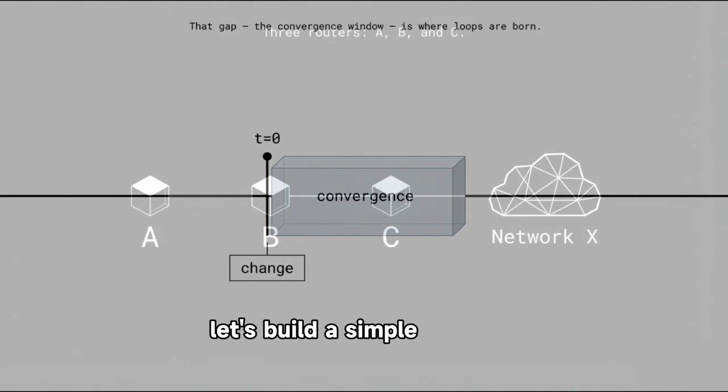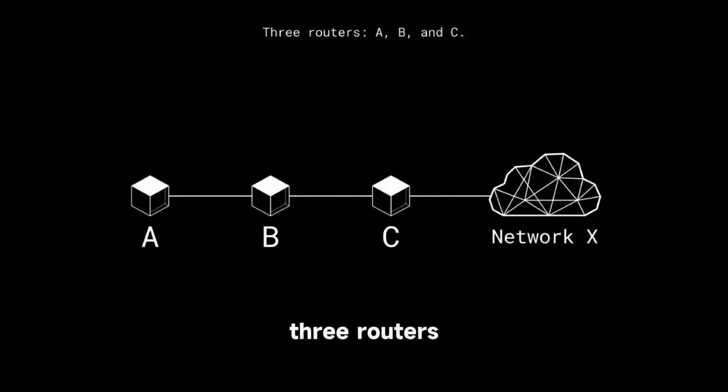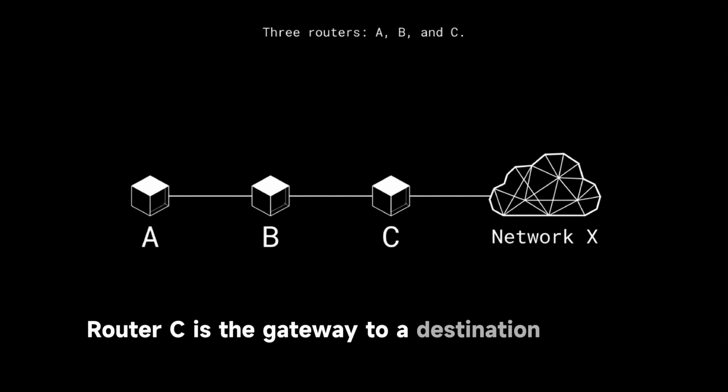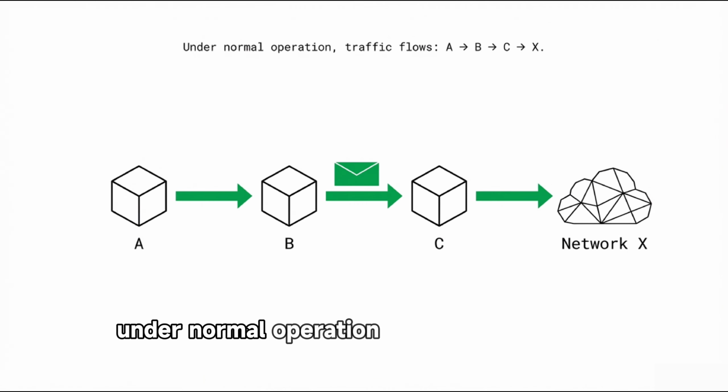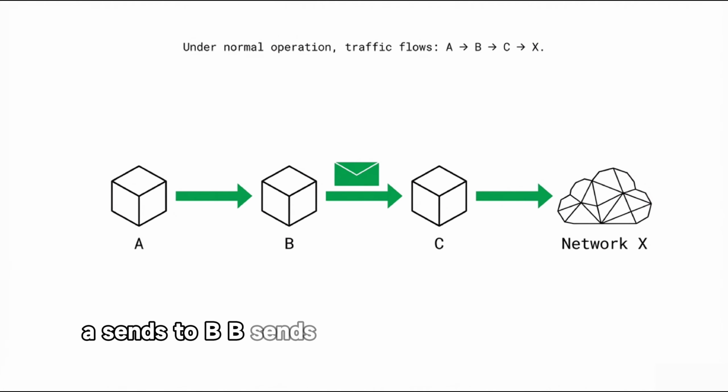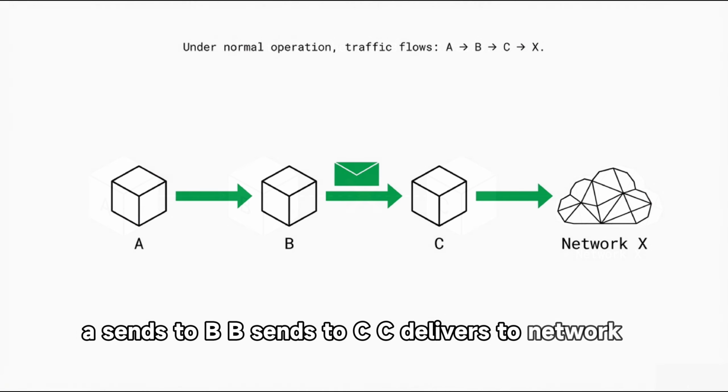Let's build a simple example. 3 routers, A, B, and C. Router A is connected to router B. Router B is connected to router C. Router C is the gateway to a destination network. Let's call it network X. Under normal operation, traffic flows cleanly. A sends to B sends to C delivers to network X.